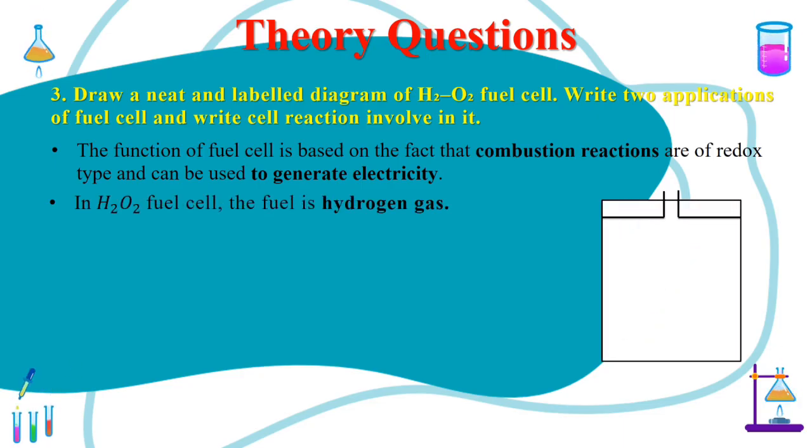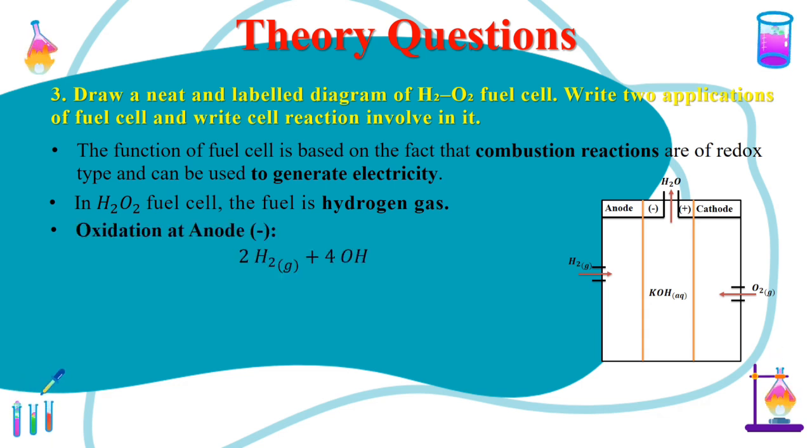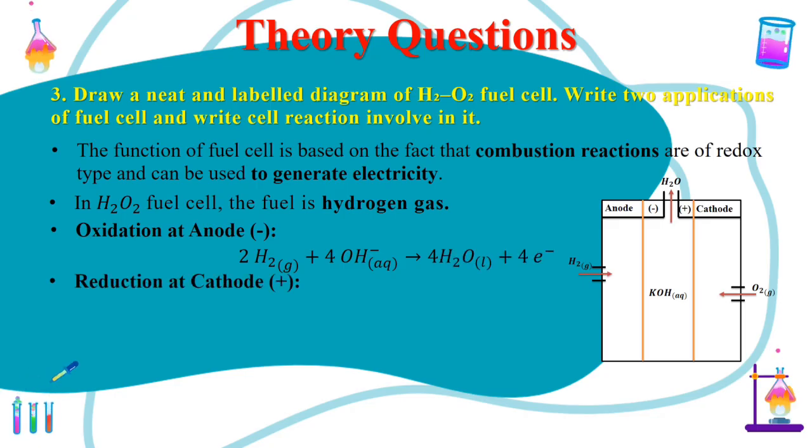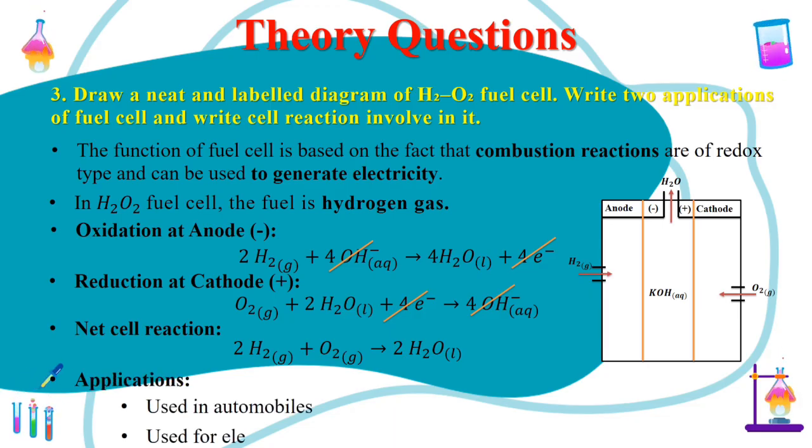The anode and cathode are porous carbon rods containing a small amount of platinum metal, and the electrolyte is a hot aqueous solution of potassium hydroxide. At the anode, hydrogen gas is oxidized and 4 electrons are released. At the cathode, oxygen is reduced, reacting with 2 water molecules and 4 electrons to produce 4 hydroxide ions. In the overall cell reaction, hydrogen and oxygen combine to form water and electrical energy. This type of fuel cell is used in automobiles and for electrical power in the space program.